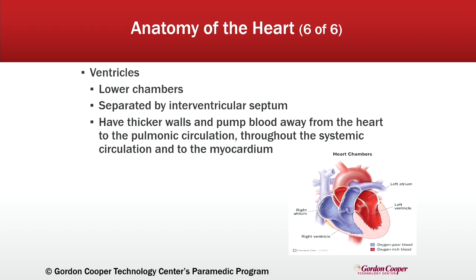When the ventricles contract, they push blood into two major pathways. The right ventricle sends blood to the lungs for oxygenation through the pulmonic circulation, while the left ventricle pumps oxygen-rich blood throughout the entire body via the systemic circulation. Additionally, the left ventricle plays a key role in supplying the myocardium, or the heart muscle itself, with oxygenated blood, and that's vital for keeping the heart healthy and functioning properly.